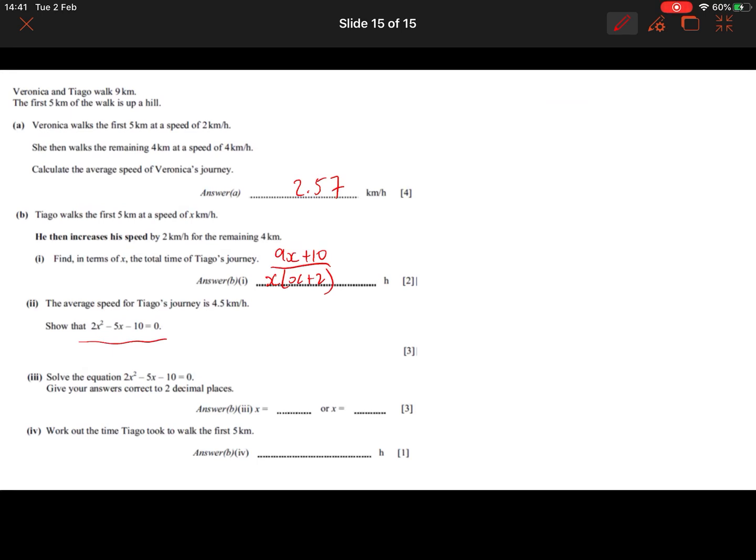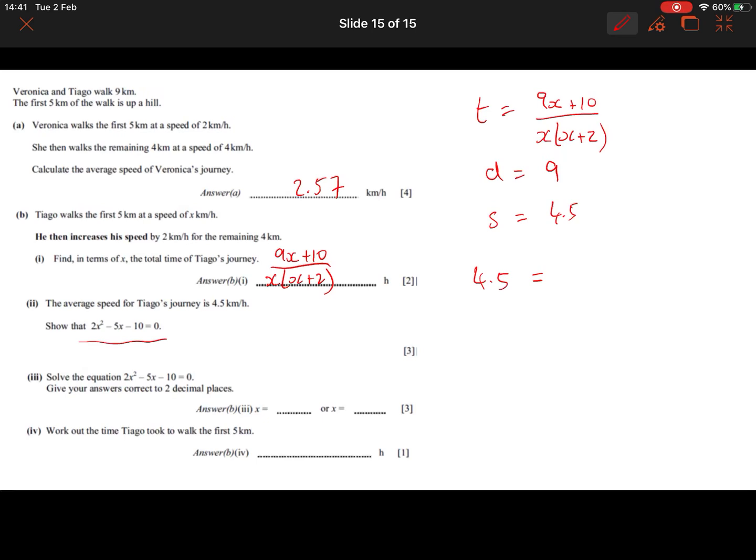Okay, I see what I've done wrong. I'm an utter fool. Because remember, the time of his journey is (9x + 10) over x times (x + 2). His distance is 9, and the speed is equal to 4.5.